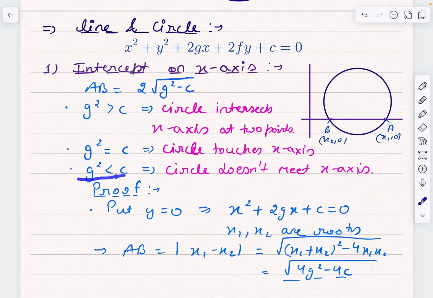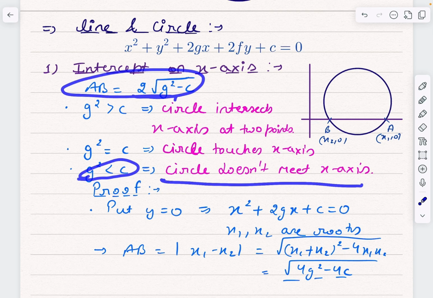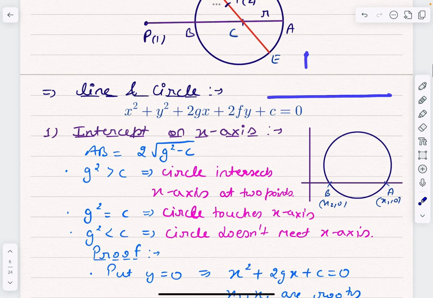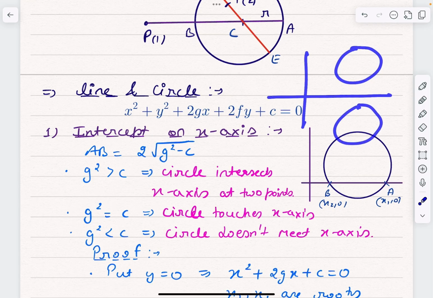And if g square is less than c, you see AB will not be real there. That means the circle does not meet the x-axis at all. It could be something like this. The circle is above the x-axis or below the x-axis, but it does not meet the x-axis.